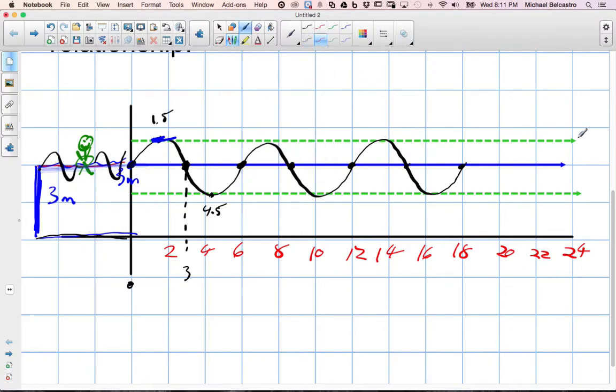How high up are the waves going? What's this value? 4 meters. So we have waves that are above 4 meters. And then when they hit their low point, how low are they? What's our minimum? 2 meters. That's right. We're at 2 meters here, okay?